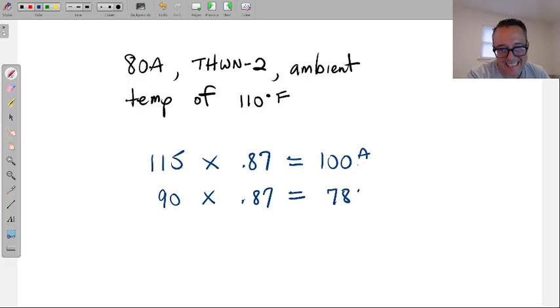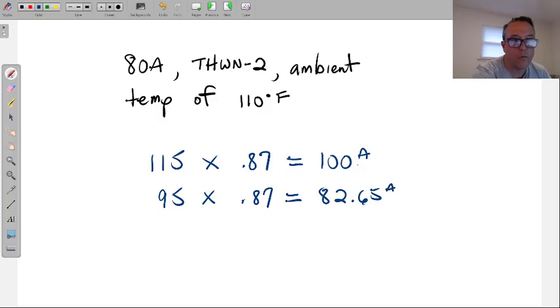Isn't it 95 amps? Was it 95? Sorry about that. I forgot. I thought it was 90. Yeah, 95. Sorry about that. Thanks for making that correction for me. 95. Apologize on that. Sorry, let me run the math again. 0.87. So 82.65. So good. This is the better wire.